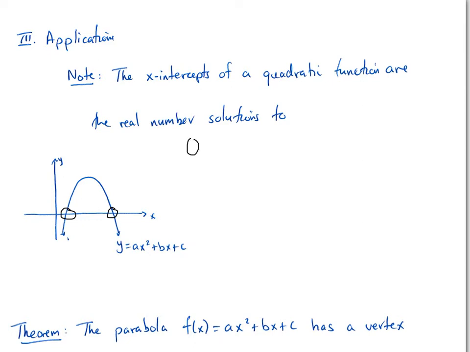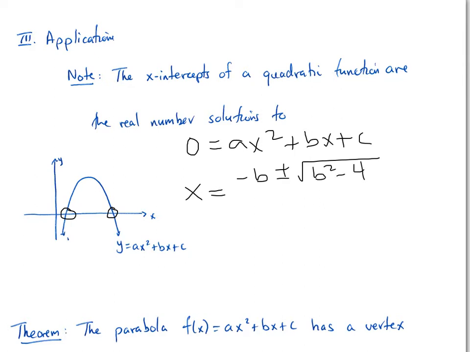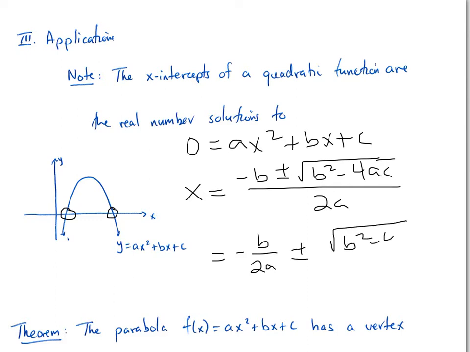We can find that by setting y equal to 0 and solving this equation for x. And the equation we get is a quadratic equation. So we can try to factor and solve this, or we know that we can always solve it by using our quadratic formula, x equals negative b plus or minus square root of b squared minus 4 times a times c all over 2a. And notice if we divide both terms on top by 2a, this is negative b divided by 2a plus or minus the square root of b squared minus 4ac all divided by 2a.